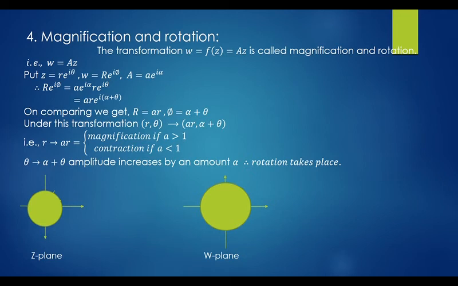Capital R is A into r, and in place of phi on the right-hand side we have alpha plus theta. Phi equals alpha plus theta. That means under this transformation, r comma theta are the polar form of the complex number z in the z plane. So after this transformation, small r is replaced by AR, and theta is changed to alpha plus theta.